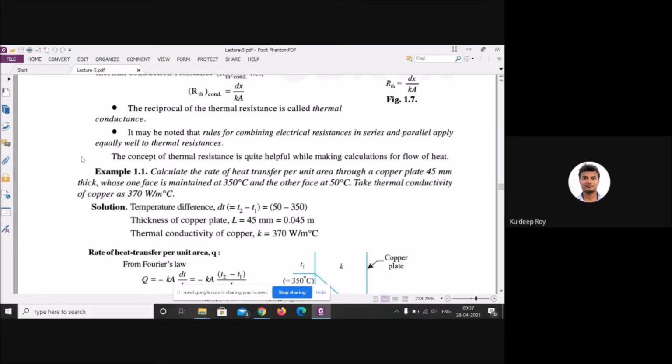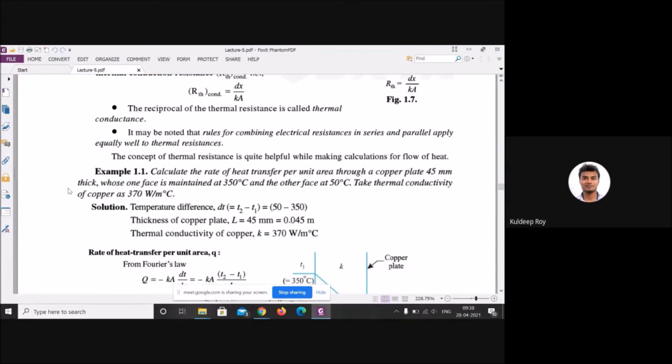First of all, we can understand the significance of conduction. We have talked about conduction: it happens in a solid surface, but the solid should be stationary, not in flowing motion. So in this question it is clearly mentioned that you have one copper plate, thickness given, temperature given, just apply Fourier's law of heat conduction.